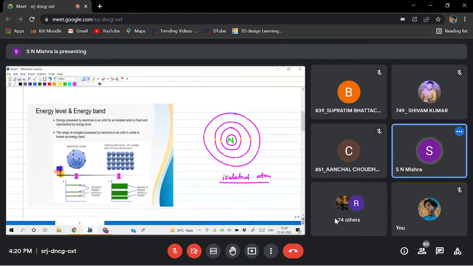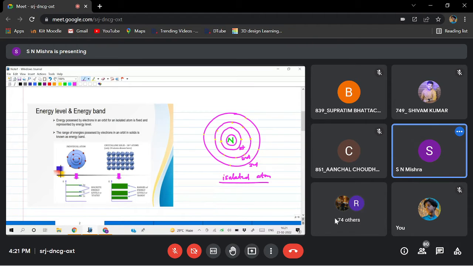Isolated atom, because it is isolated from other atoms. Near to this atom there is nothing. Now we can see the first orbit has 2 electrons, the second orbit has 8 electrons, the third orbit has some electrons, and each electron has some energy, because that's why they are placed in that orbit.